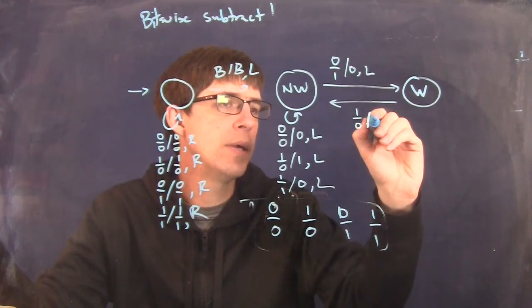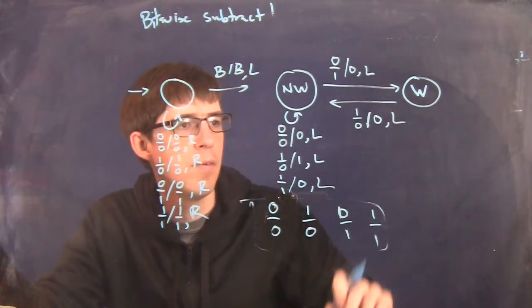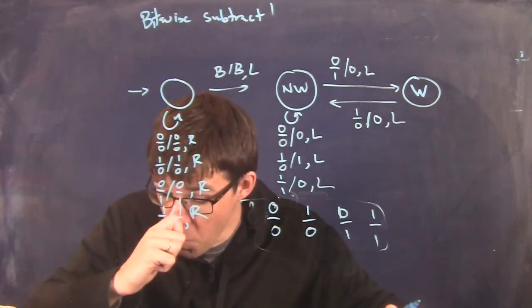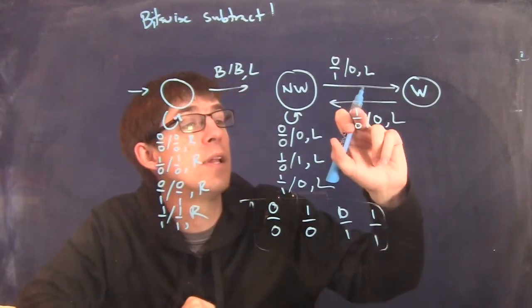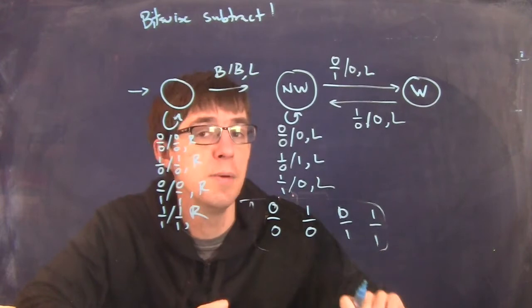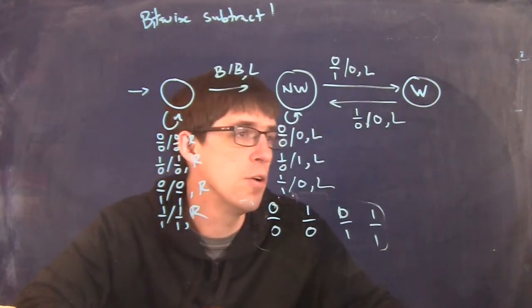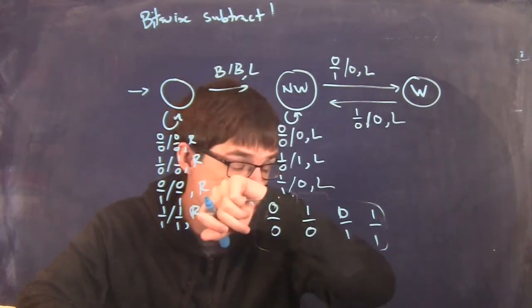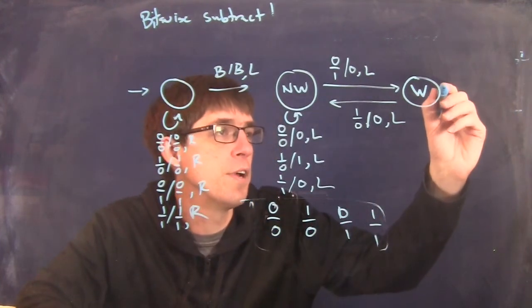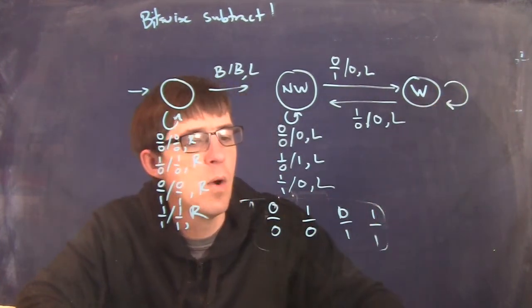1, 0, make it a 0 and L, right? If it's a 1, 0, but the 1 has been borrowed, then it's really like 0, 0, in which case the answer should be 0, and it requires no further borrow, so you go back to the no borrow state. Okay, I think the rest of them will all be over here. Let's see what we think.